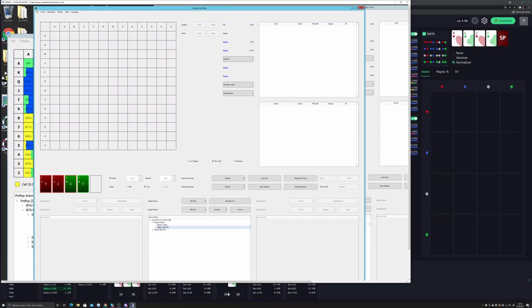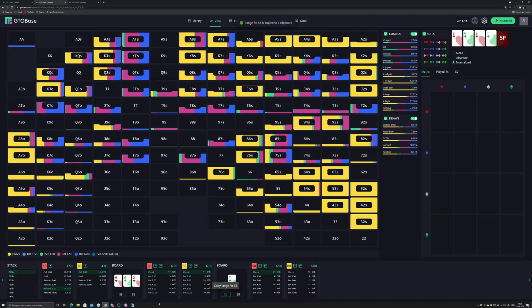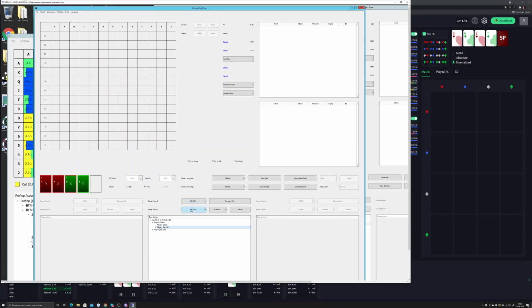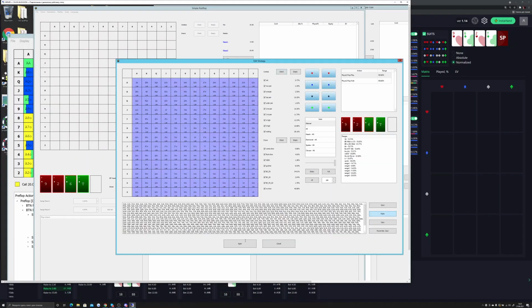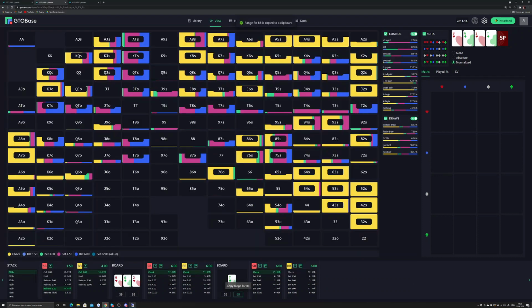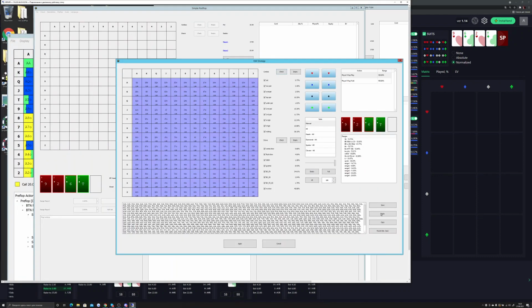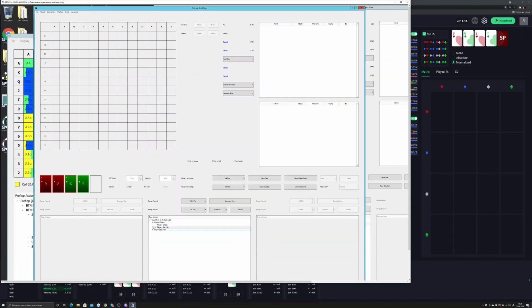Okay, next we need to copy ranges. Here, player out of position, player 2 is a small blind in our example. So we copy range for the small blind and we paste it in here. And then of course we also copy paste big blind's range in here. And now we calculate.